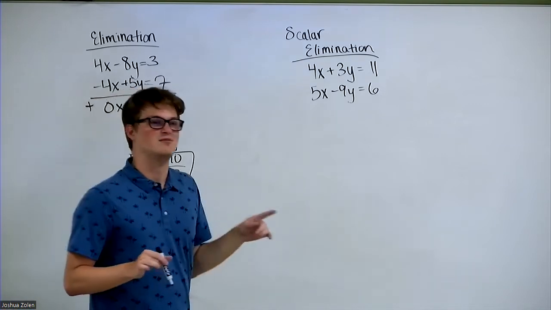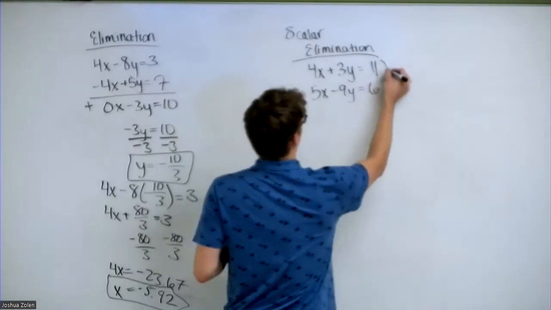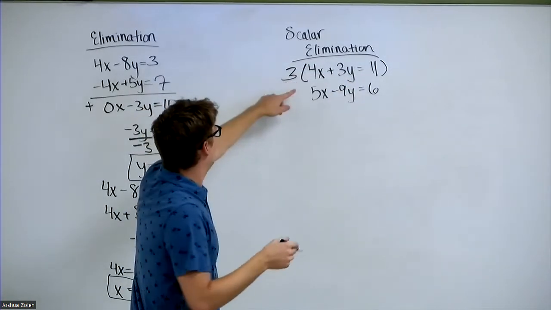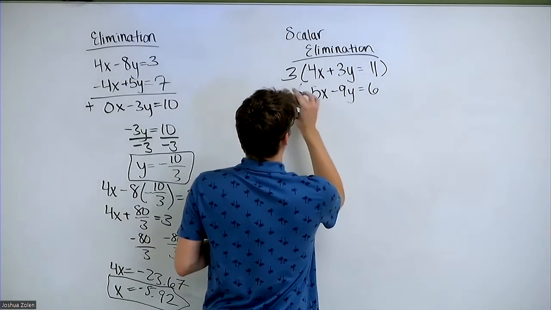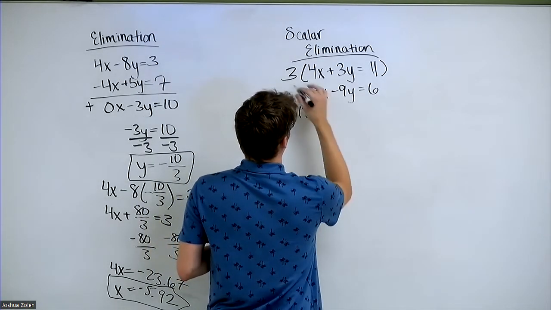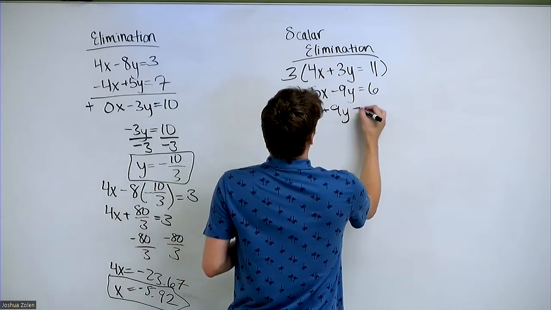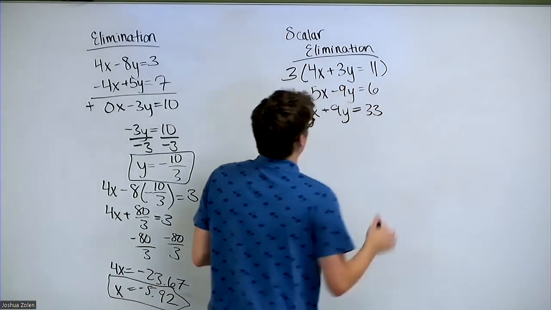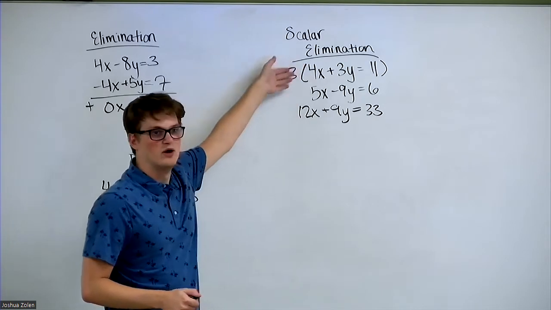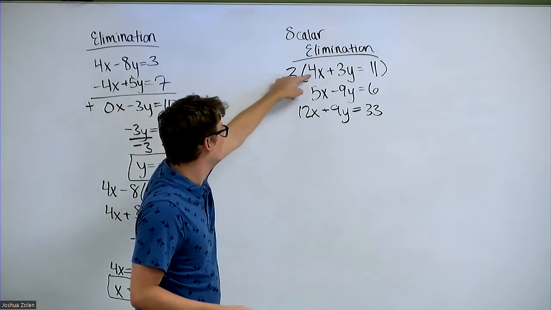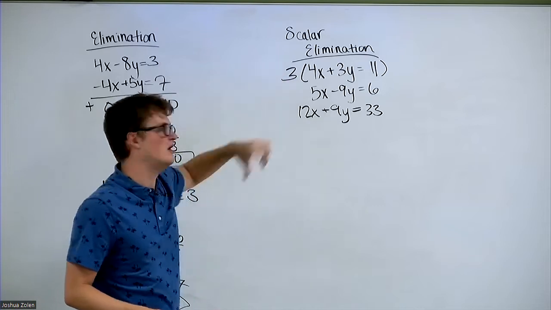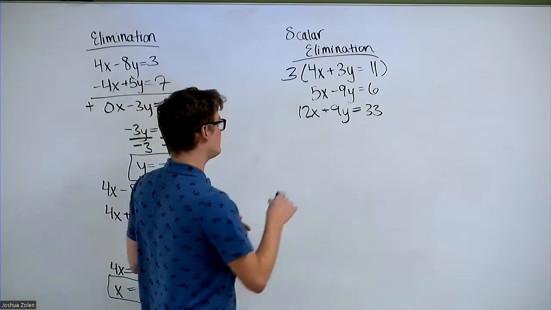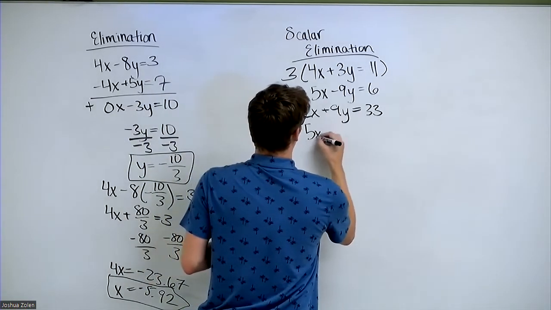And we actually can do that by taking this top equation and multiplying it by 3. If we do that, it's going to be 3 times 4 is 12x, plus 3 times 3 is 9y. And then we are also multiplying the 3 by the 11, so it's going to be equal to 33. We could also multiply this by 1.25 if we wanted to, so that the x coefficients are the same, but just because 3 is a cleaner number than 1.25, we're going to stick to 3. So now our second equation is going to stay the same.